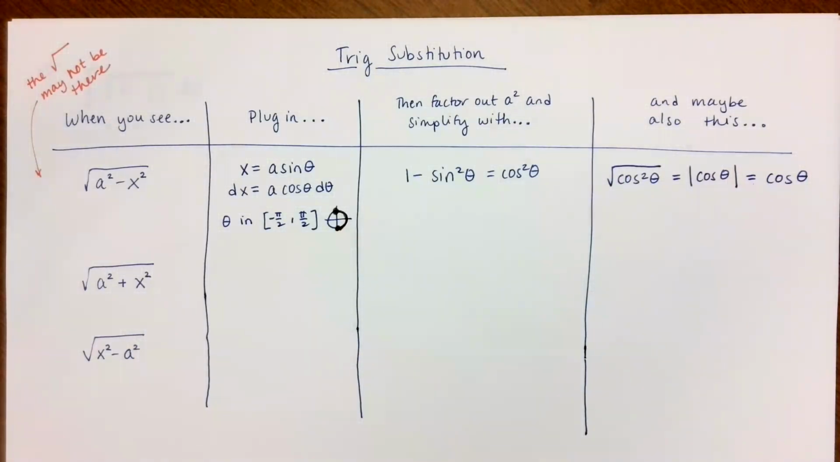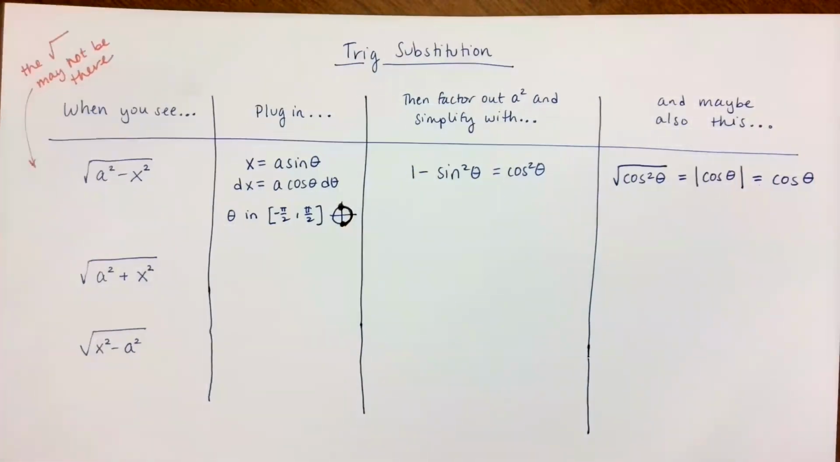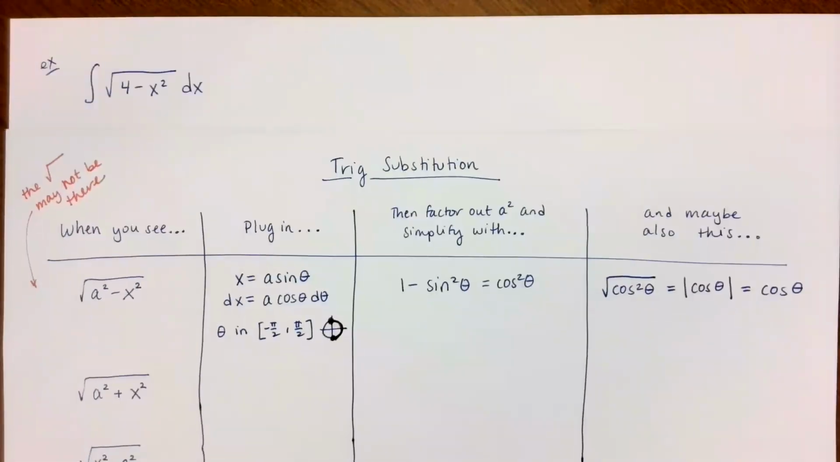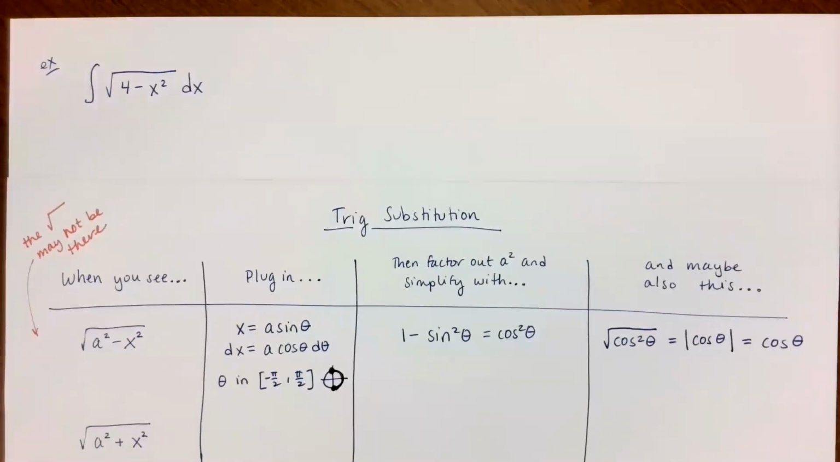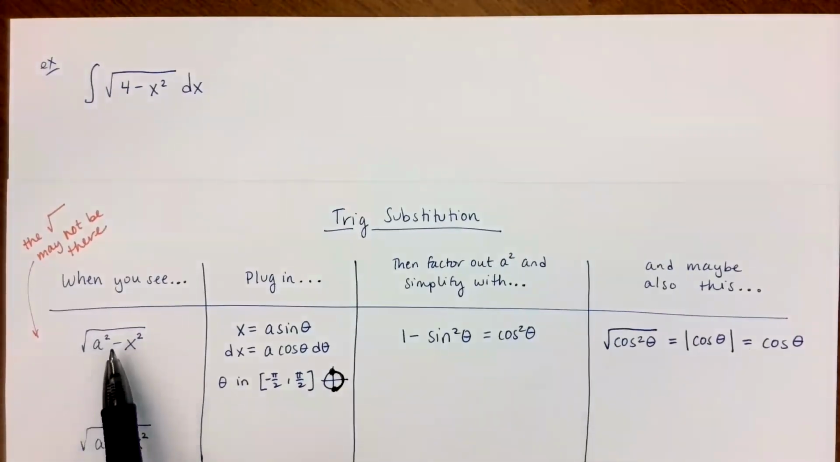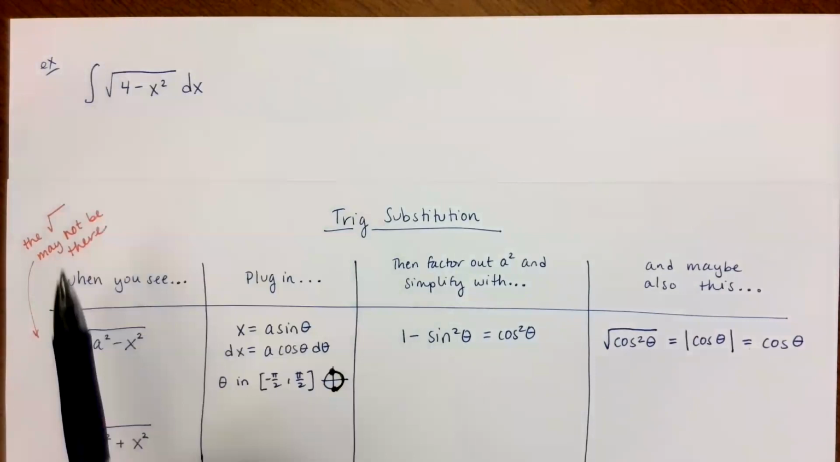All right, this looks bad, which is why we're doing a video instead of reading stuff in the book. So before we finish the rest of this chart, I want to show you what these steps look like in an actual example. So if we start with 4 minus x squared in the root, you can see that it matches this first row where technically a is 2, right?